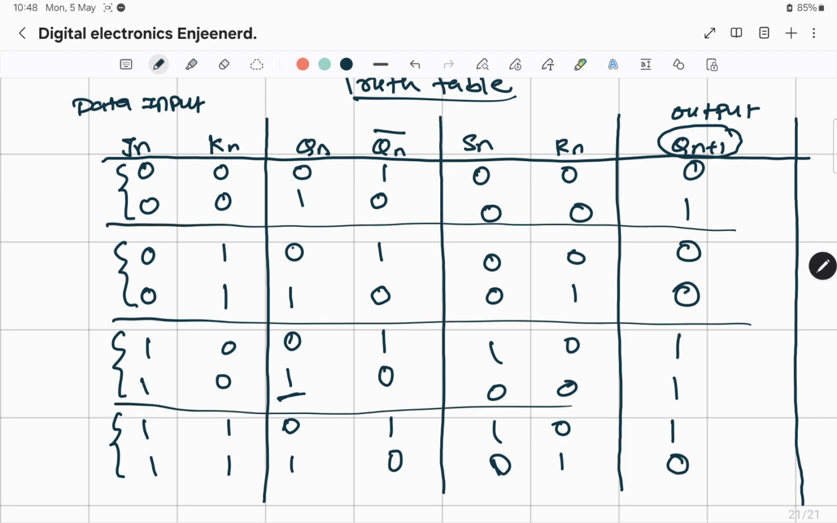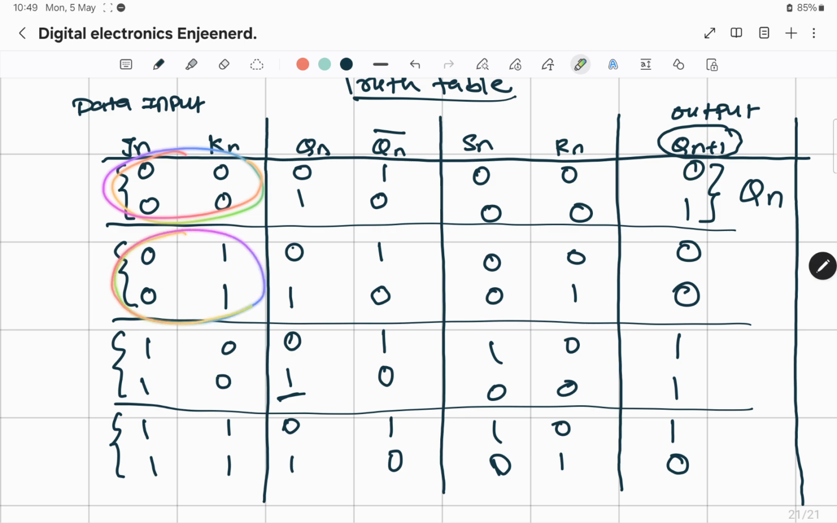Now if I have to write a combined table for JK for these 4 values, let us see how we can write. This is 0 1, which is same as Qn. If you see here, this is 0 1, which is same as Qn. So my output here is going to be Qn. It's going to be same, right? That is for JK equal to 0 0, right?